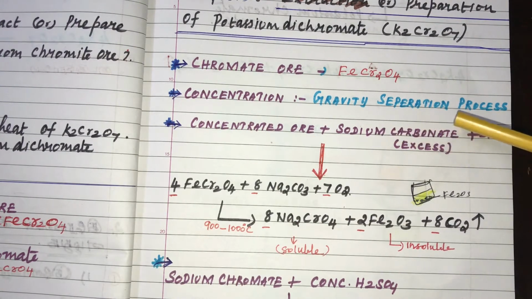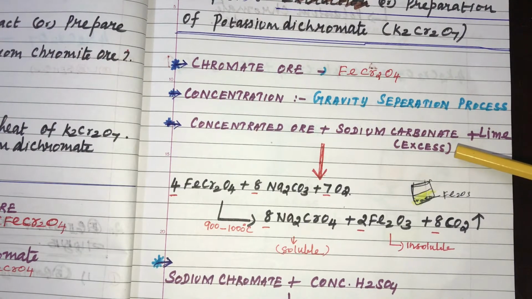The ore is passed in a running current of water, thereby lighter impurities are washed off, and heavier impurities are left behind at the bottom. So, two points: the name of the ore is chromite ore and its formula, and the ore is concentrated by the gravity separation process.